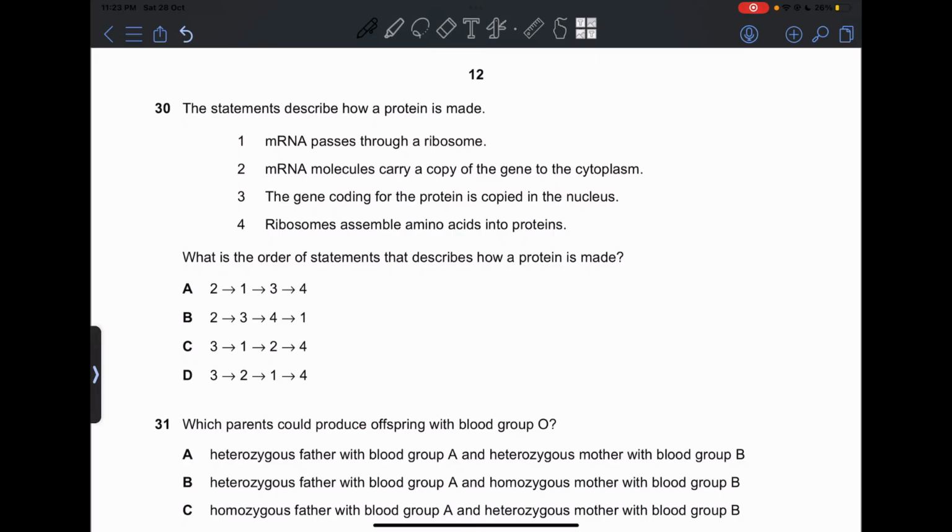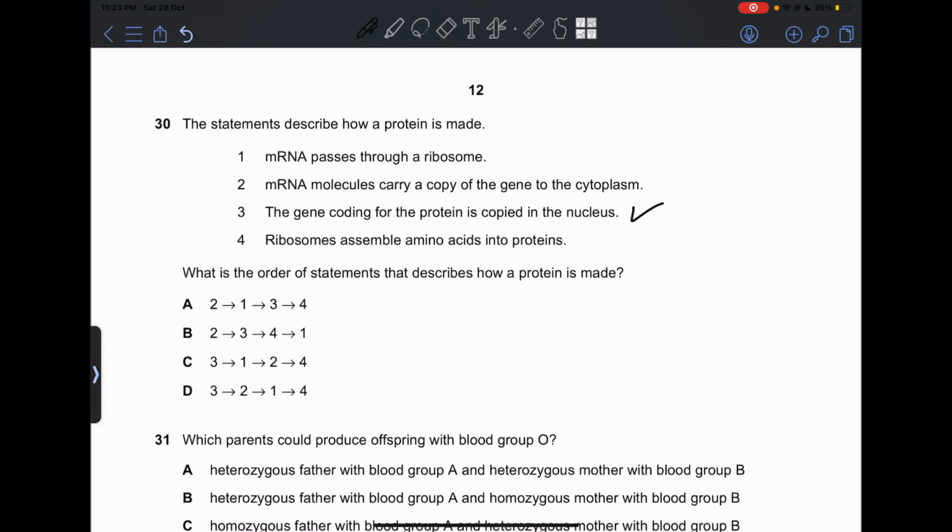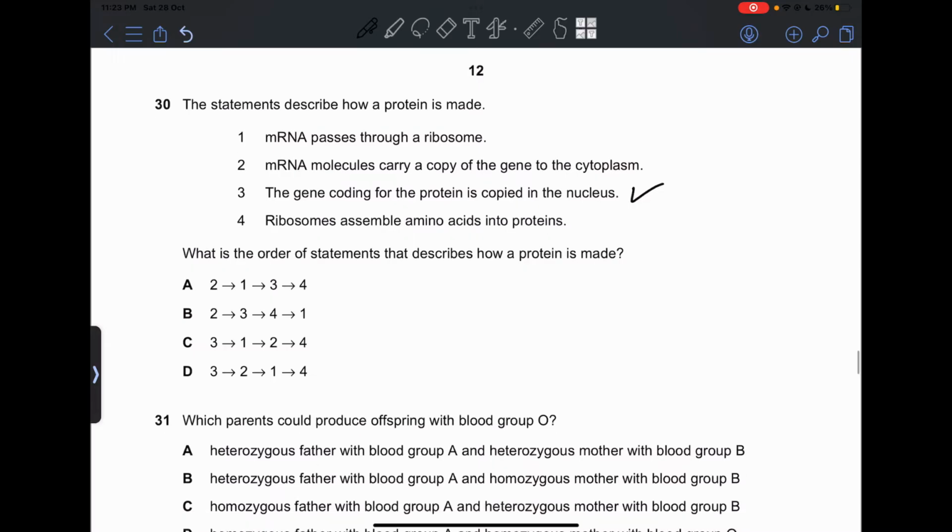So first of all, for this process to occur, the gene coding for the protein is copied in the nucleus. This is our first step. And the second step is the mRNA molecules carry a copy of the gene to the cytoplasm. We know that messenger RNA are the molecules that contain a copy of the code for the gene of the protein. They transport it to a ribosome, and these ribosomes will assemble the amino acids into protein. Our answer is going to be D.